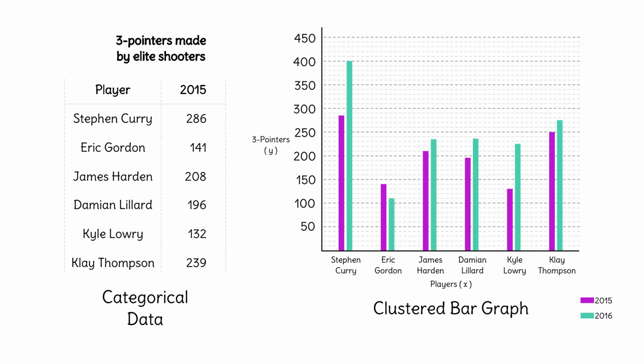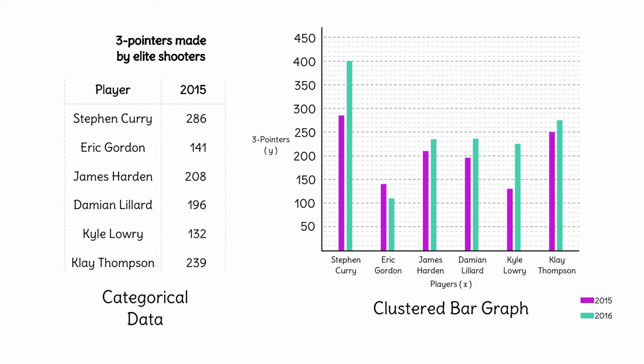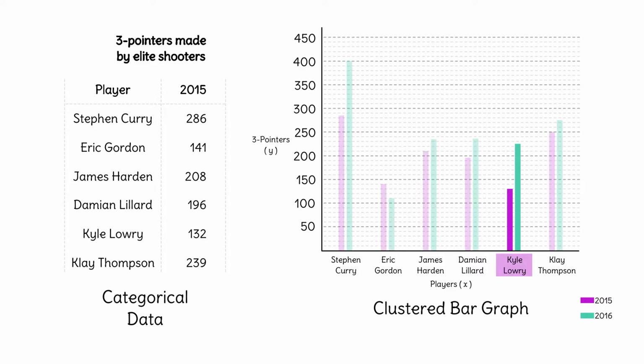Did all the players improve from 2015 to 2016? All except Eric Gordon. Who improved the most? Amazingly, Steph Curry, who was already the best in 2015. About how much was his improvement? It's easy to read from the graph even though it might not be the exact answer. About 120 three-pointers. Who was the next most improved? Kyle Lowry. How much was his improvement? About 80 three-pointers.